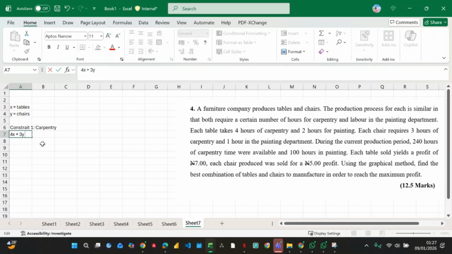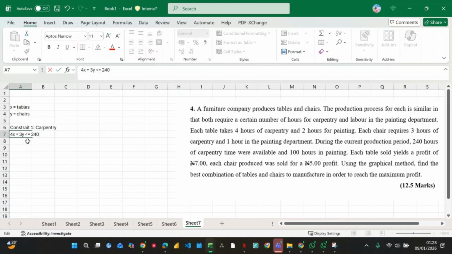Now, this thing that we are looking at: we now have 3 hours of Y. 3Y is now equal to what? Chairs. Do you get it? I get it now. So it's going to be less than or equal to what? 240 hours.